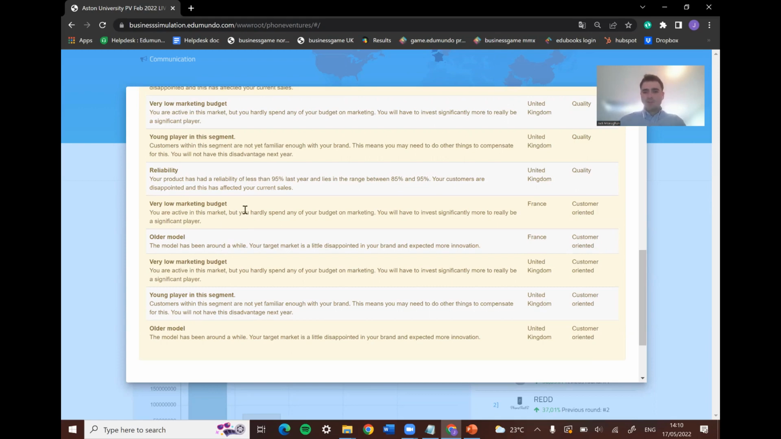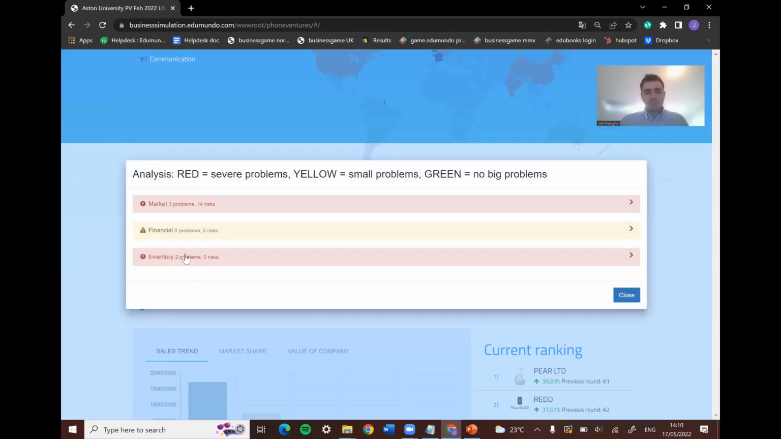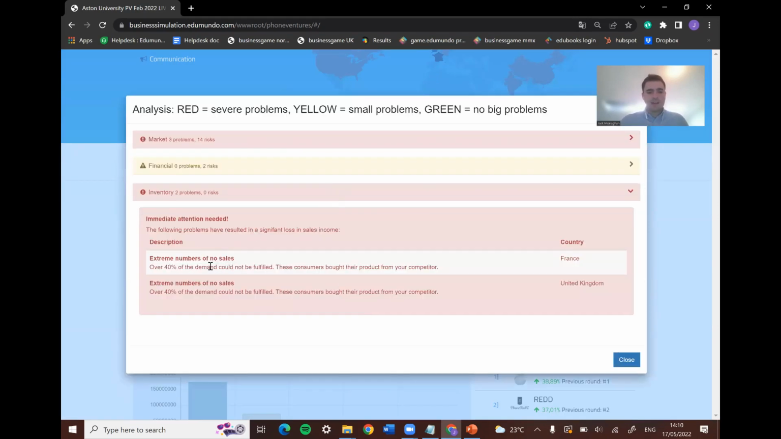The other thing that we saw on this analysis tool was the inventory problem that this team had, where we can see there's an extreme number of no sales, where 40% of the demand could not be fulfilled. All this means is that essentially they didn't have enough inventory in stock to make sure that they're fulfilling their demand. In order to fix this issue, we'll go back into the decisions, back into the countries to do that inventory management. But again, I'm going to go over that a little bit later on because we still need to take a look at some of the analysis tools.